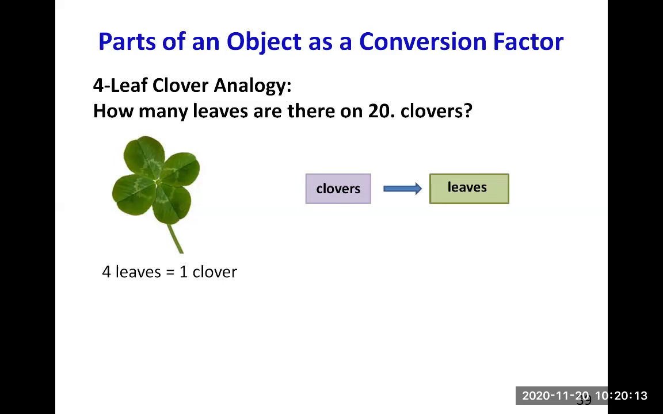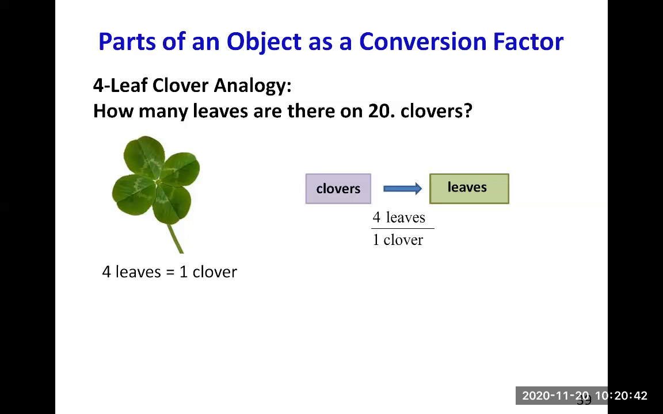So the fact that one clover has 4 leaves, just the same way that, for example, one chair has 4 legs, one car has 4 wheels. And so you can use that as a conversion factor to change clovers to leaves. Because we start with the number of clovers here, we would have 4 leaves over one clover. So we would use the equality as this version of the conversion factor.